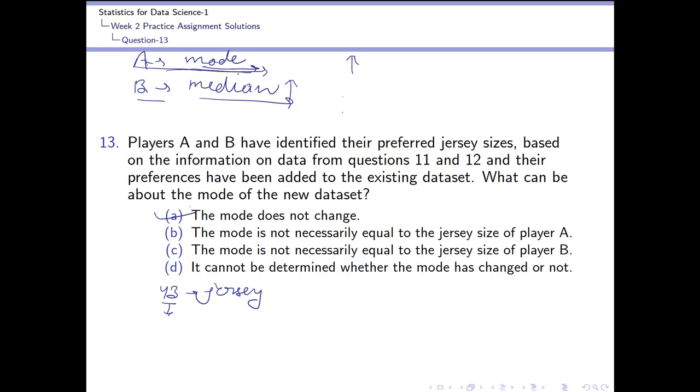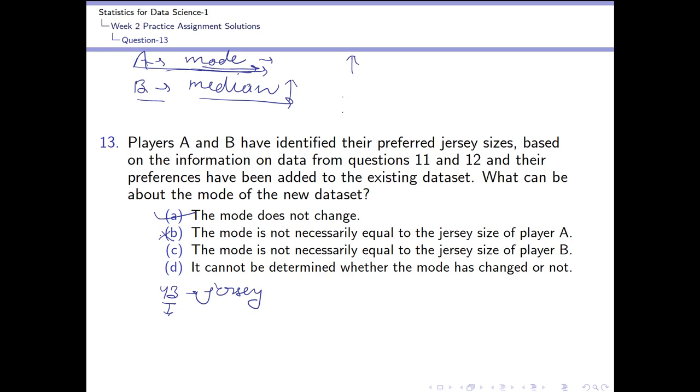Option B, the mode is not necessarily equal to the jersey size of player A. This option is wrong because A has ordered the mode jersey size. So after adding their jersey sizes to the previous 43 jersey sizes, the mode will again be the same, and A has ordered that mode jersey size. So the mode of the jersey sizes will be equal to the size of player A. So this option is wrong.